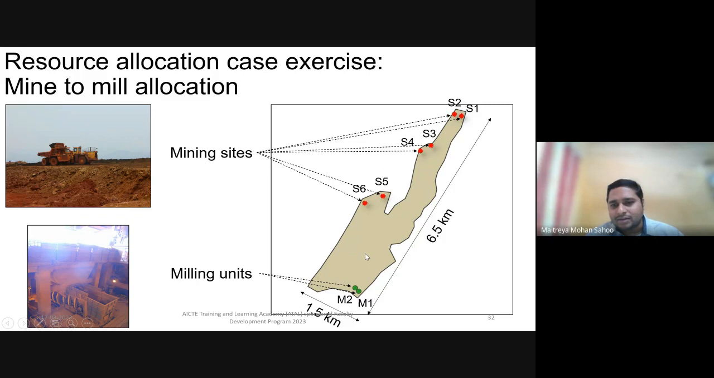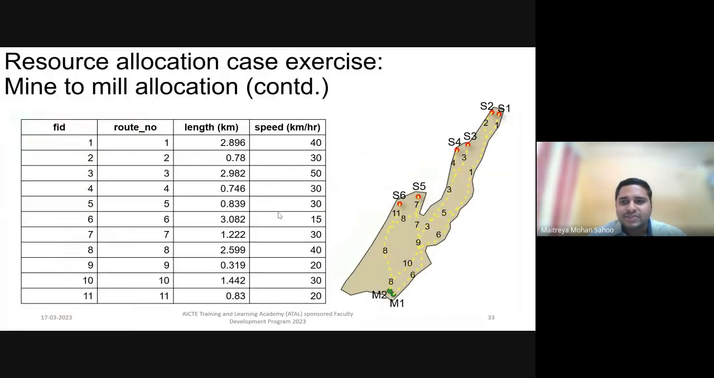Most of us will be thinking that the 2 milling units are quite near, and even though the mining sites are quite far away from each other, the milling units are quite near. So one would think that it is better to put all the mining material or the ore into any of these milling units, but that is not the case because we have not introduced here the concept of routes. If we add the concept of routes here, we see that each mining site has a different route and a different approach route to the milling unit.